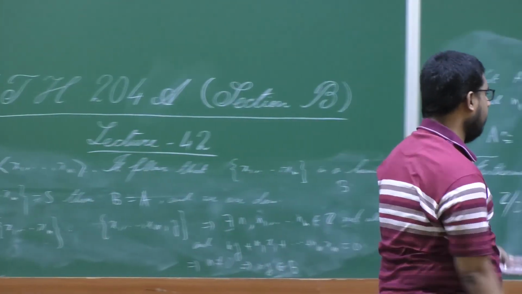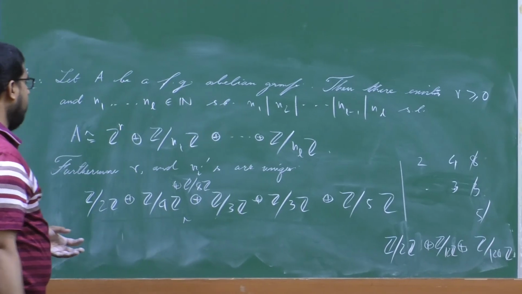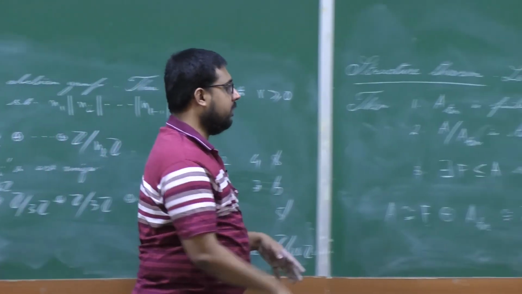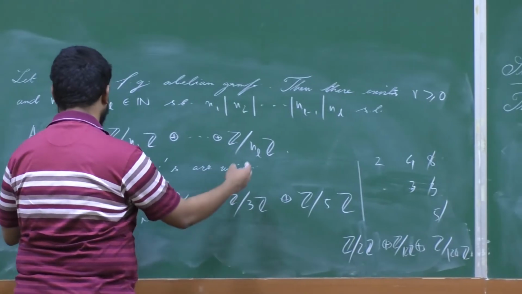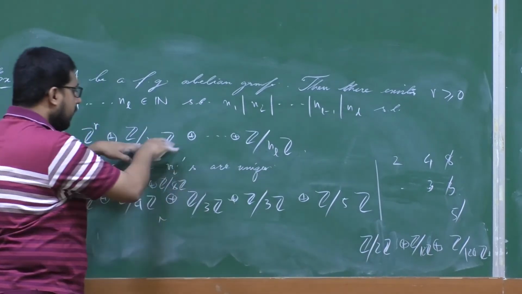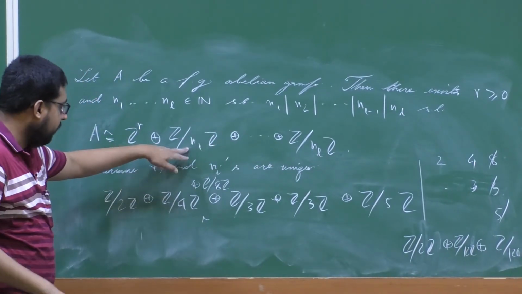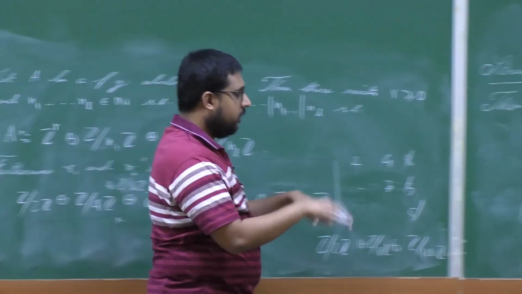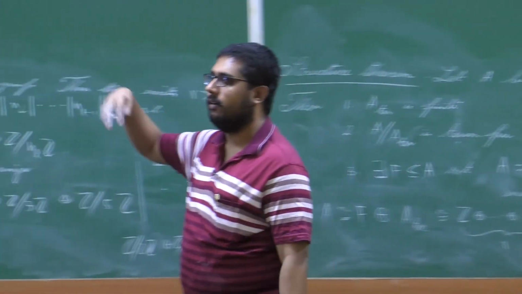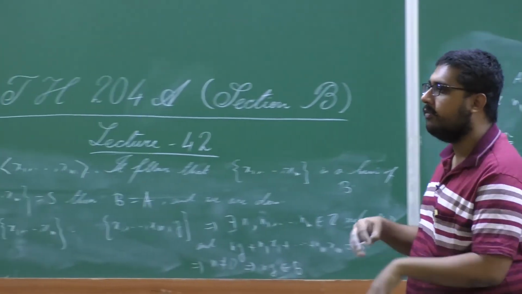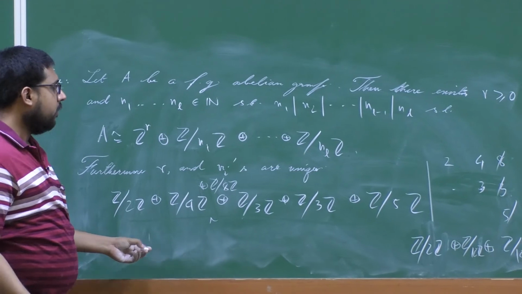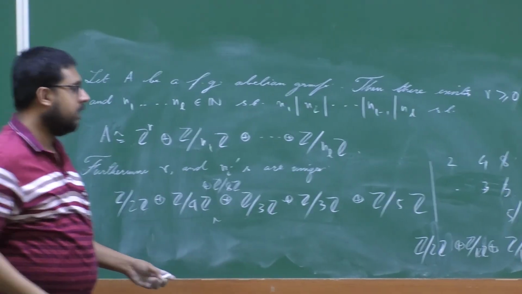So that's how you can bring it into this form, and the free part is there, and the uniqueness also follows in exactly the same way. Given that A is isomorphic to two sums of this form, you break each of these ni's down into the so-called elementary divisor form, and from the uniqueness of the elementary divisor form you can prove the uniqueness of n1 up to nl. So I leave the details to you as an exercise.